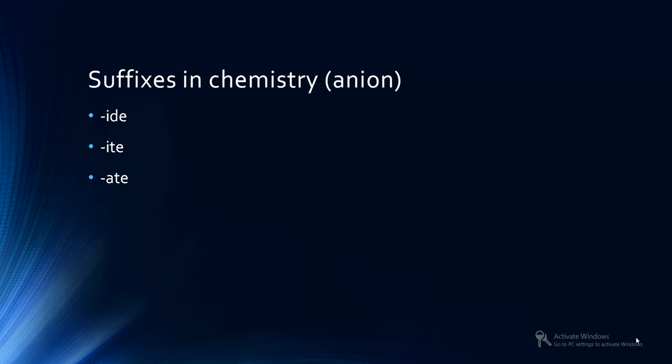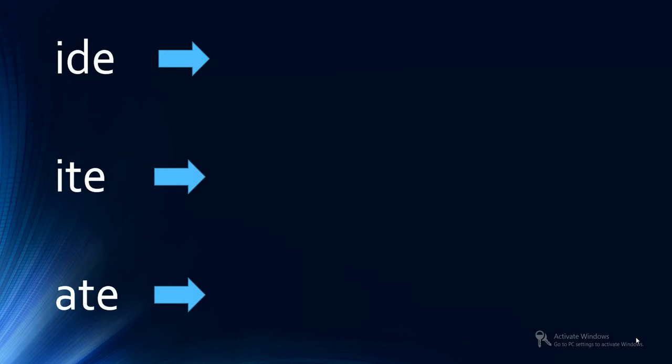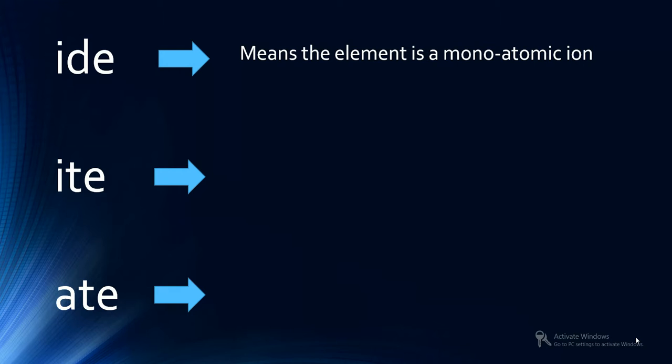So what do ide, ite, and ate mean? Let us reveal the secret. Ide means that the element is a monatomic ion, that is, it is combined with its own atoms and not combined with any other atom.